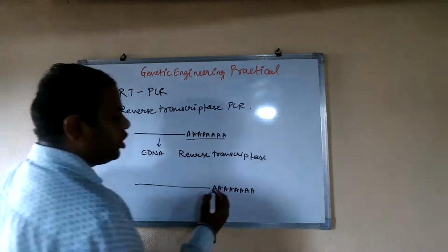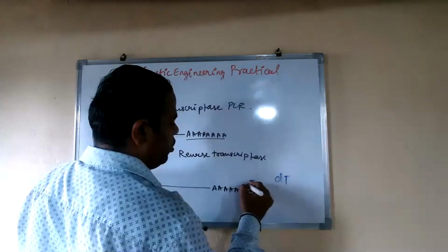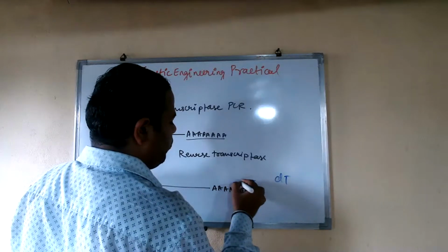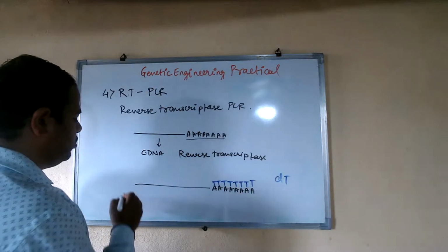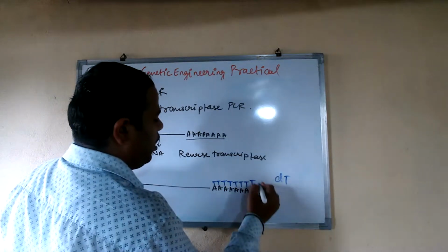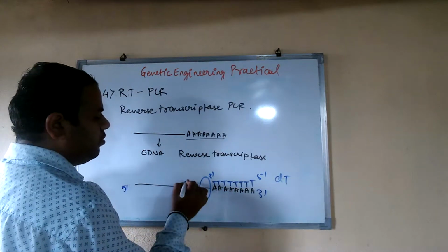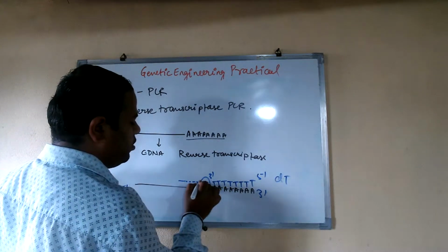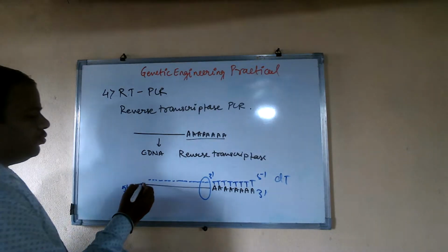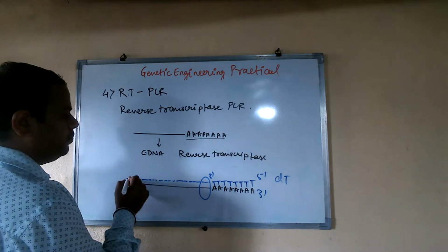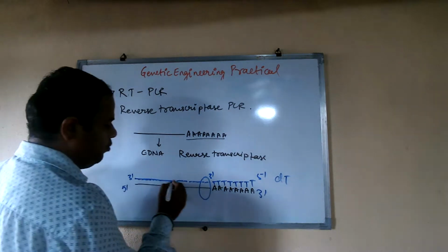So in this reaction, what are you going to do? You are going to add a poly DT primer. So this will be a poly DT primer that you are going to use here, and suppose this is the 5' to 3', and this is 5' to 3' on this side. So the reverse transcriptase enzyme is going to form a cDNA here. Okay, so this cDNA now forms here in the blue color.